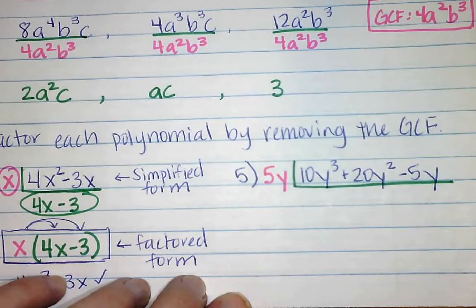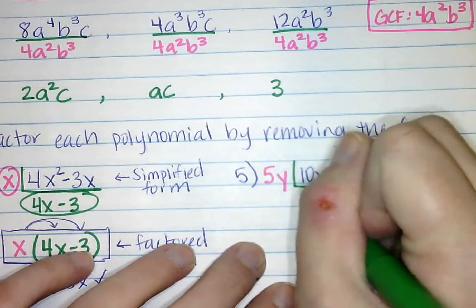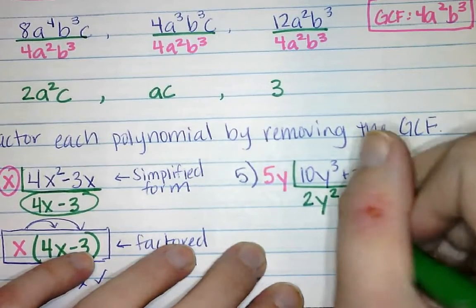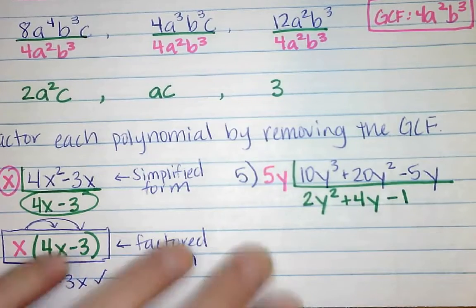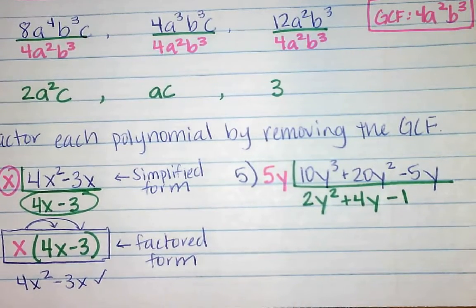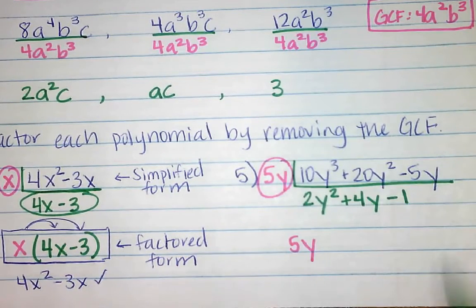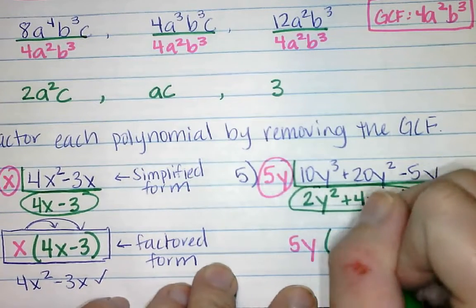So now, 10y cubed divided by 5y is 2y squared. 20y squared divided by 5y is 4y. And negative 5y divided by 5y, well, negative 5 divided by 5 is negative 1. Y divided by y cancels. So, hooray! We have our GCF, which is 5y, and we have what we have remaining after we've divided it out, and we have 2y squared plus 4y minus 1.